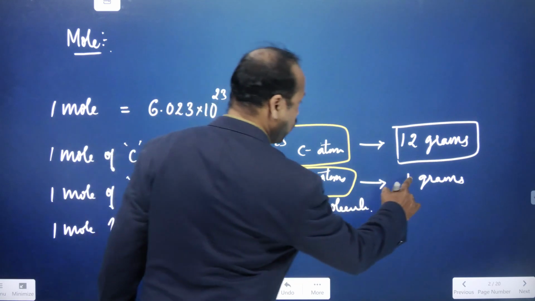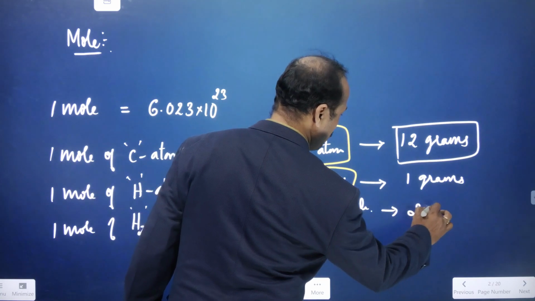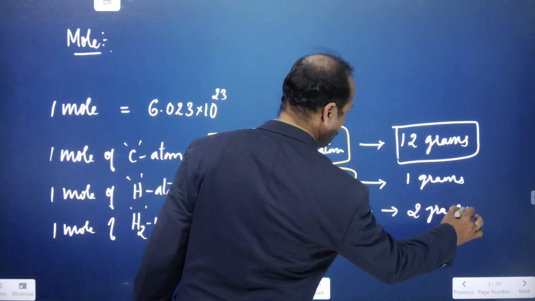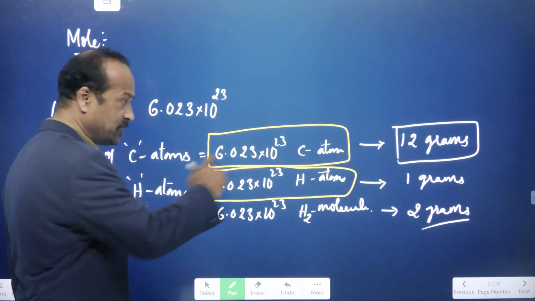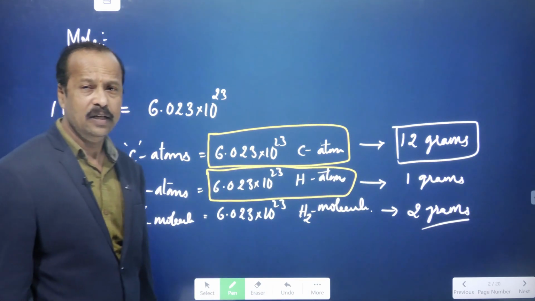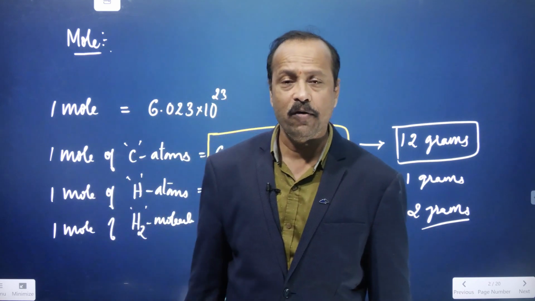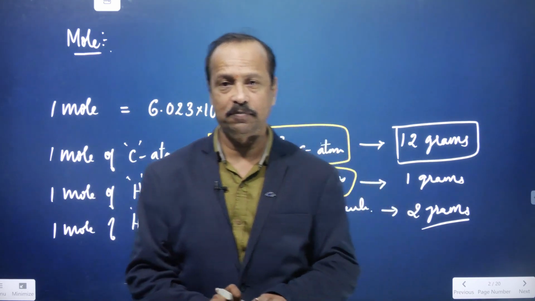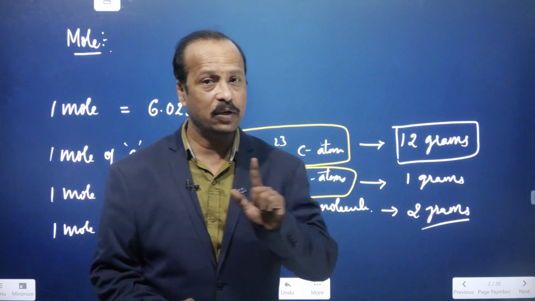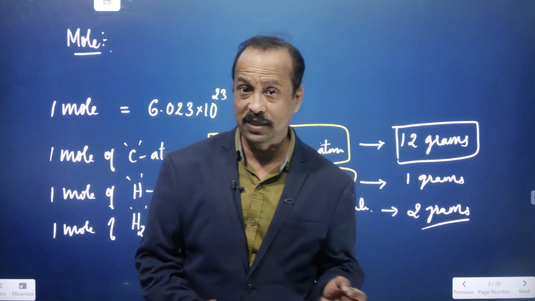Okay. Now here, 1 mole of hydrogen molecules, H2. So here 1 into 2. So this comes to 2 grams of hydrogen. Okay, 1 mole of hydrogen molecules has a mass of 2 grams. Clear? So 1 mole of any substance, of any atom, has a mass in grams equal to its atomic weight.